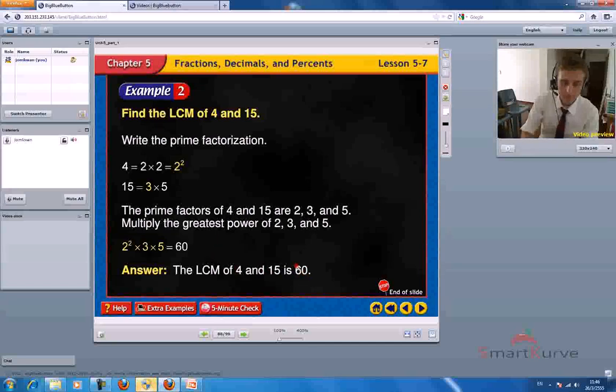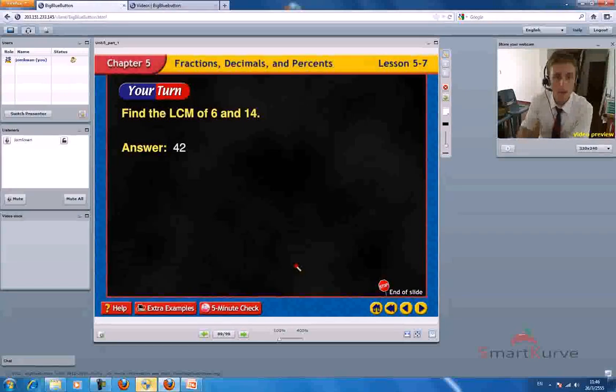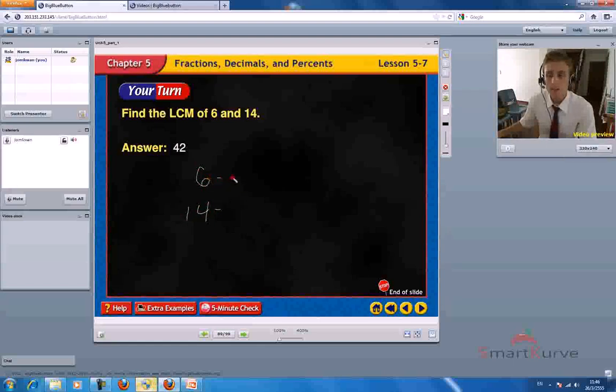Find the least common multiple of 4 and 15 with prime factorization. So 4 is 2 times 2, or 2 squared. 15 is 3 times 5. The prime factors of 4 and 15 are 2, 3, and 5. Multiply the greatest power of 2, 3, and 5: 60. 2 squared times 3 times 5 is 60. So the least common multiple of 4 and 15 is 60.